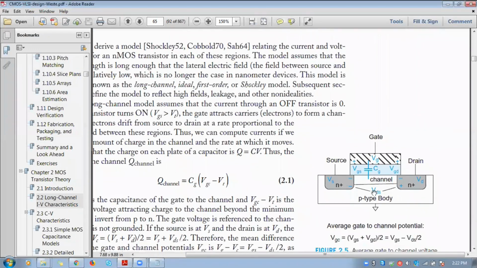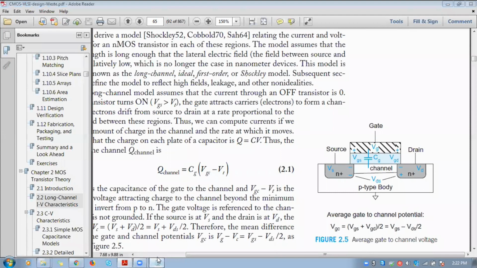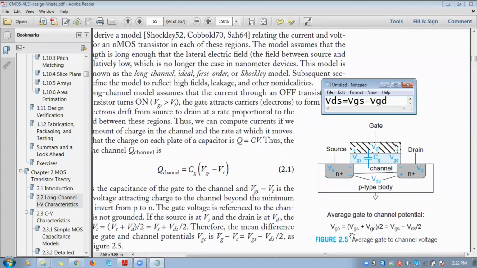We have already seen this equation. VGC is the average voltage between the gate-source region and the gate-drain region, so average voltage is VGS plus VGD by 2. We already have the expression for VGD: VGD equal to VGS minus VDS. If you rearrange and substitute here, you obtain the expression VGC equal to VGS minus VDS by 2. Substituting that, Q channel becomes Cg into VGS minus VDS by 2 minus VT.